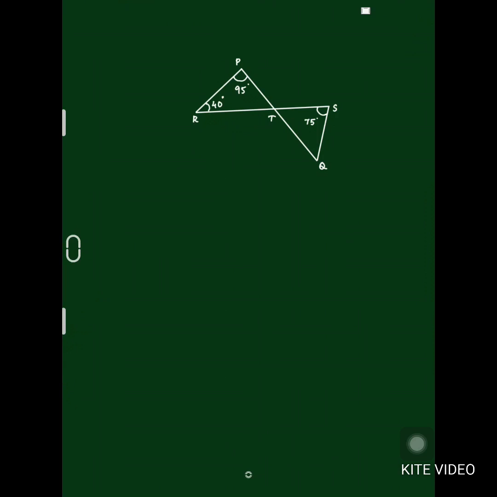Let me continue with the fourth sum. Here what is given? The lines PQ and RS intersect at the point T, and they have given angle PRT is equal to 40 degree, and angle RPT is given 95 degree, and one more angle is given, that is TSQ is equal to 75 degree. They told you to find angle SQT. Now we take triangle PRT.